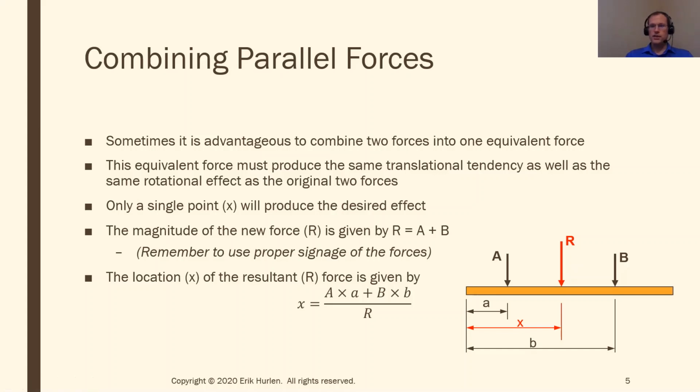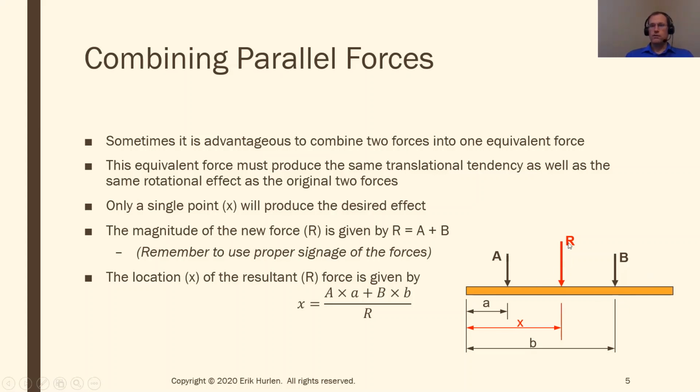In terms of rotational tendencies, what I need to have is that this new force R needs to provide the same moment that both force A and B together provide. So if I look at, say, the moment around this left-hand point, originally it is capital A times little a, technically negative because that's going clockwise, and capital B times little b, again technically negative because it's going clockwise, and then add those two together, and that's my total moment around this left-hand side.